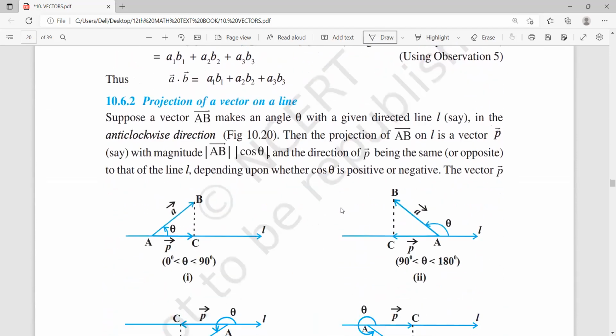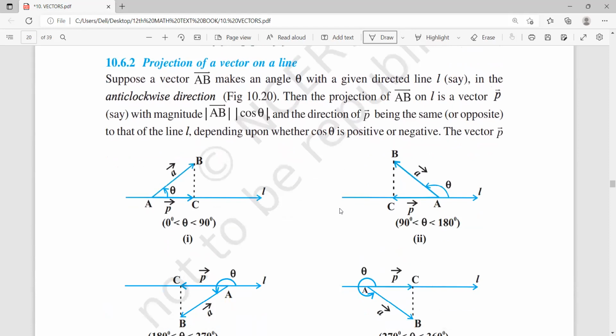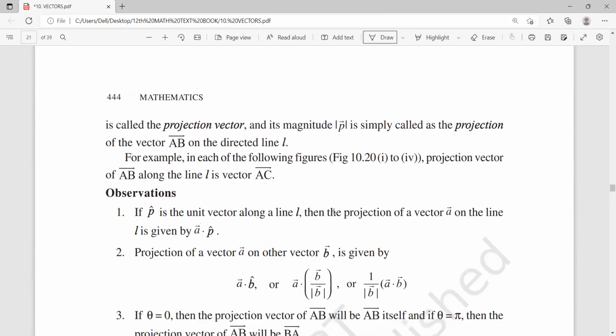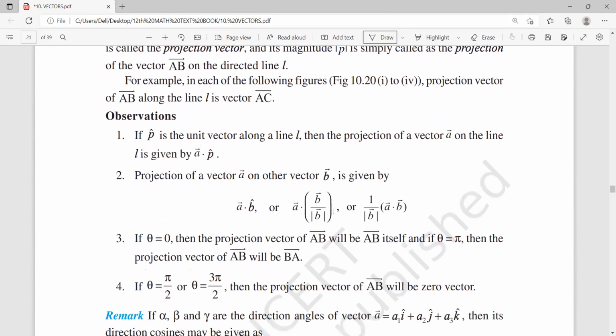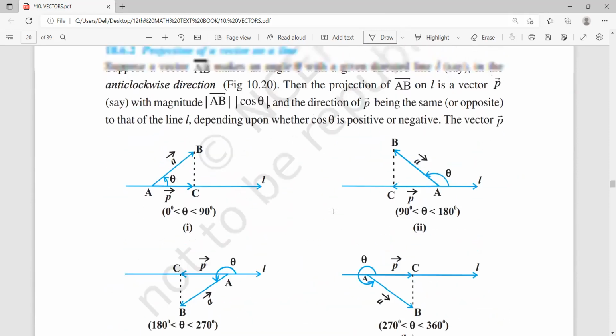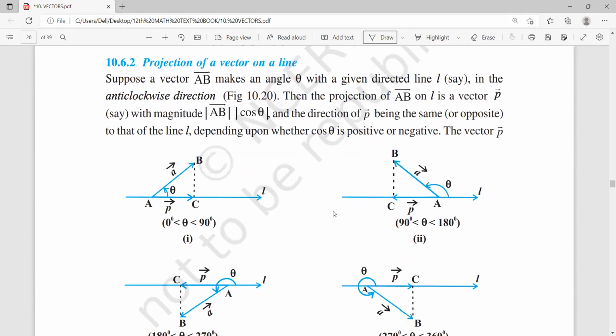Now, projection of a vector on a line. This is a very important application of dot product. With dot product, this is the application. So we'll discuss now projection. Projection of a vector on a line, or along the line, or projection of a vector on another vector. Projection is what we're going to use.